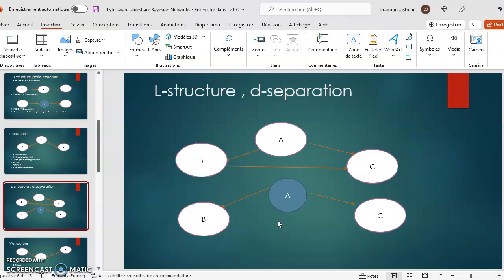So when I know that it has rained last night, I don't need to look at my grass or at the grass of my neighbors to know that the other grass is wet. Just the information that it has rained last night is enough. This is called D-separation in the case of L structure.